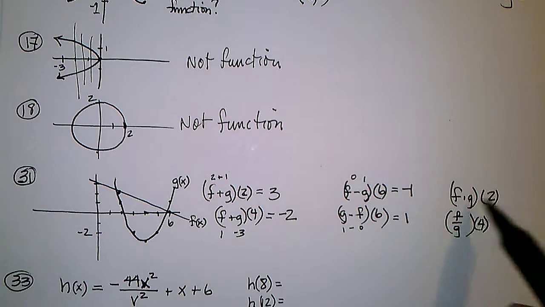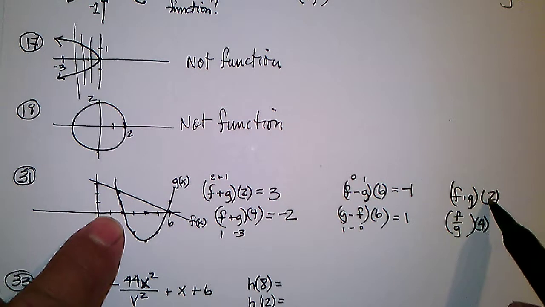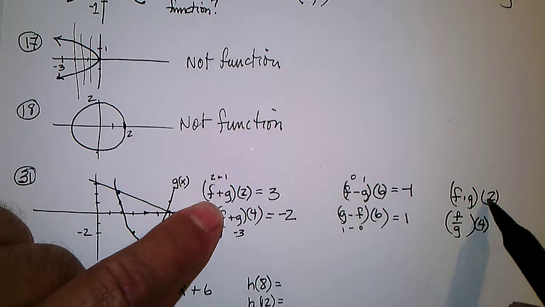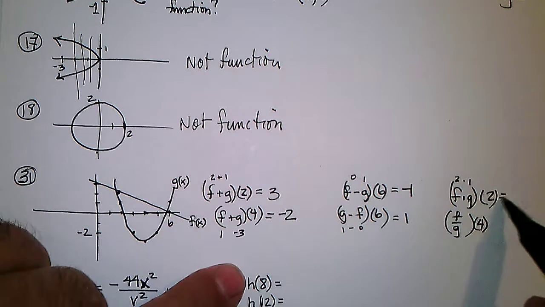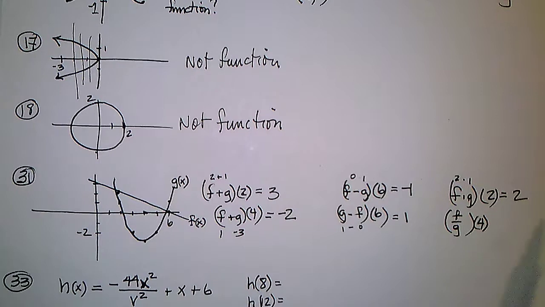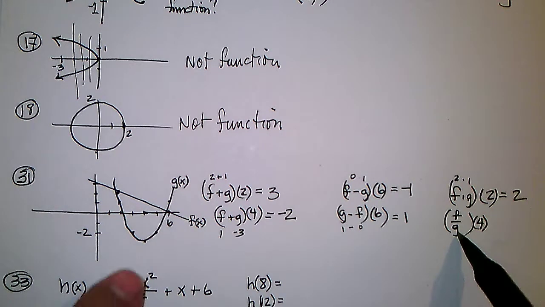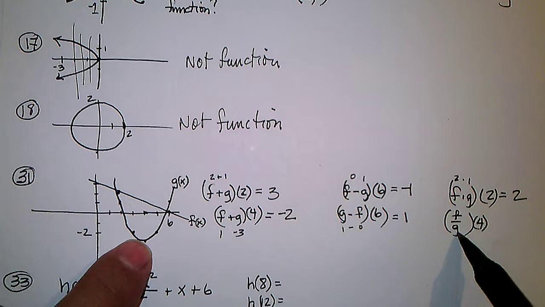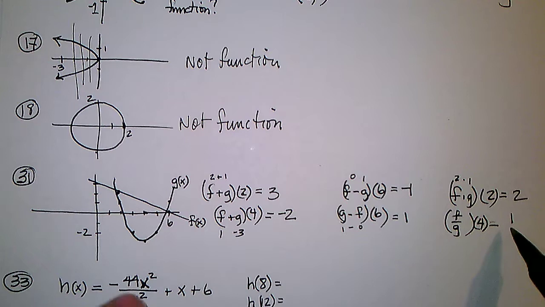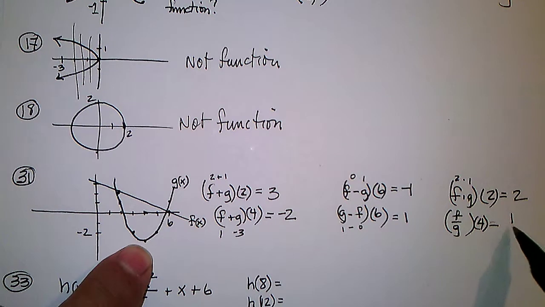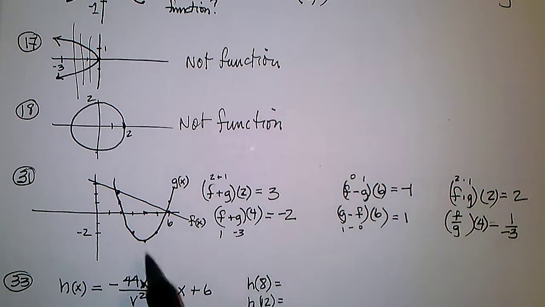F times g at 2. That would be f was 2, g was 1. Multiply them, we get 2. F divided by g at 4. F is 1 at 4, and g is minus 3, down here at 4, negative 3.